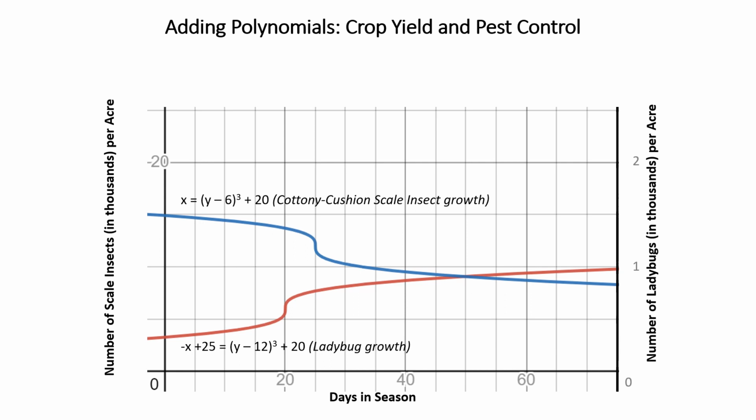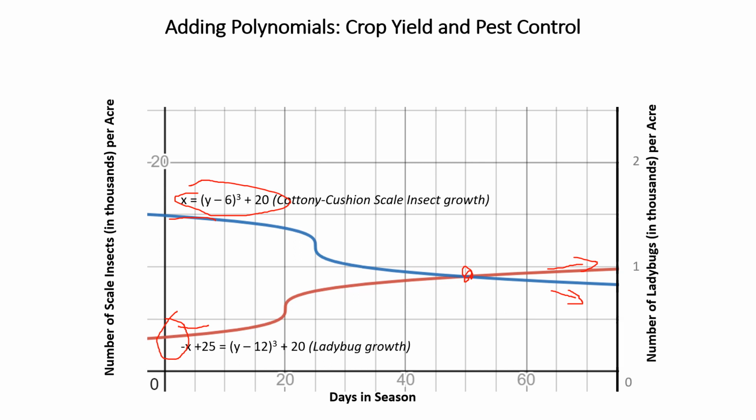Right here is the equation of the cottony cushion scale growth when this ladybug is introduced. And as you can see, the scale starts going down as the ladybugs start going up. And they reach a critical point right here where there are slightly more ladybugs than there are cottony cushion scales. And we don't want the ladybugs to wipe them out altogether. You have some cottony cushion scales, but it keeps it under control. Because if all the cottony cushion scales are wiped out, then the ladybugs won't have any food to eat either.